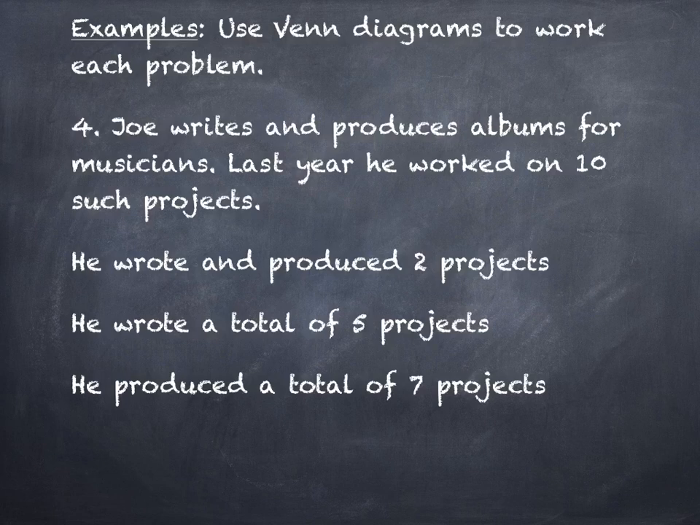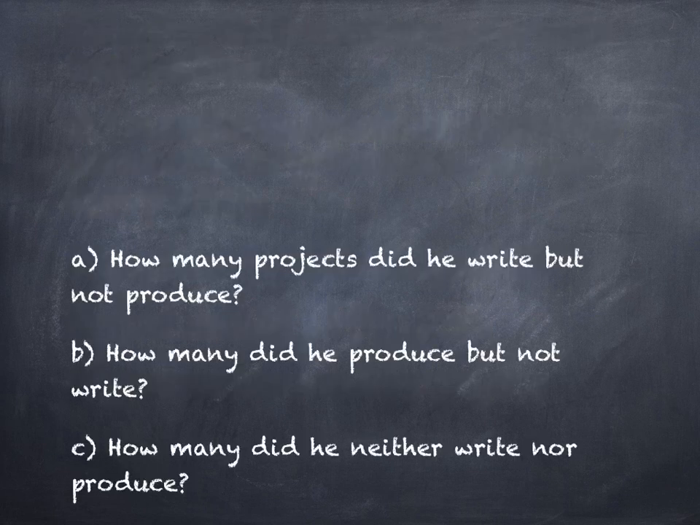All right, so here's the pieces of information you're given. Joe writes and produces albums for musicians. Last year, he worked on 10 projects. He wrote and produced 2. He wrote 5. He produced 7. Okay, got in your picture in your mind what's going on? The directions say use a Venn diagram to work the problem out. So I've got space on my next slide. You've got space on your paper as well.